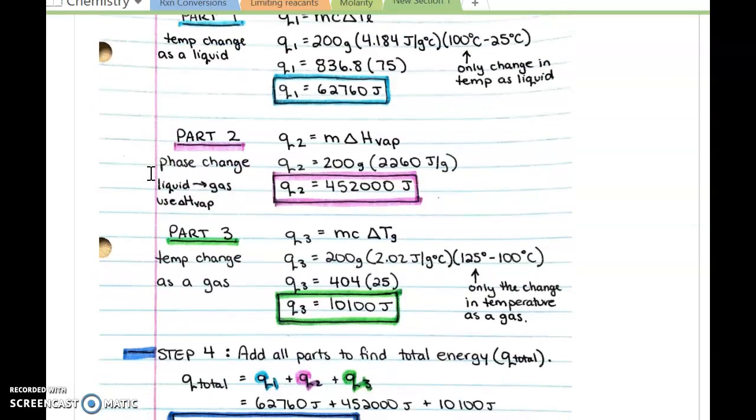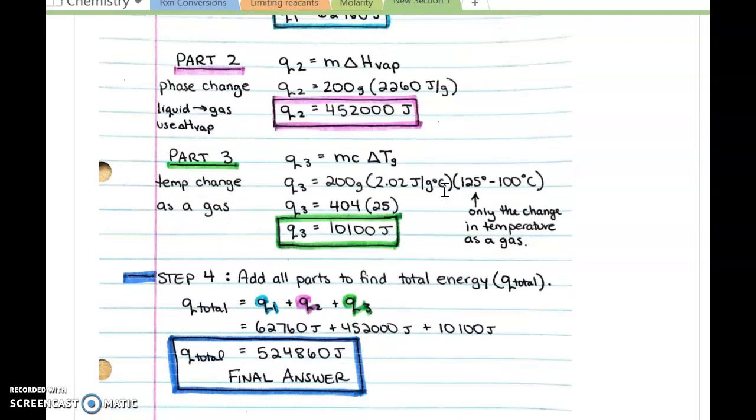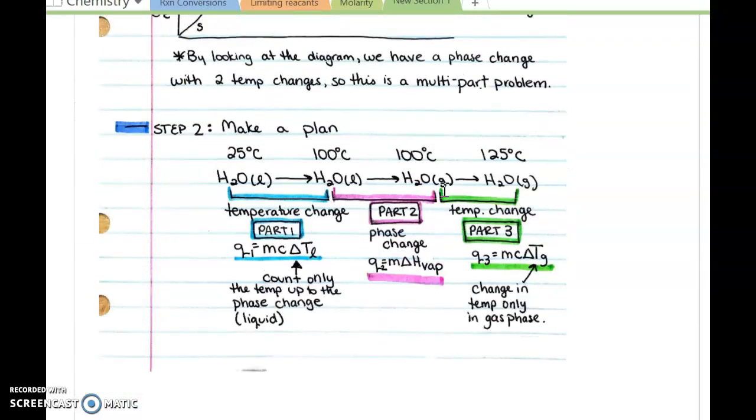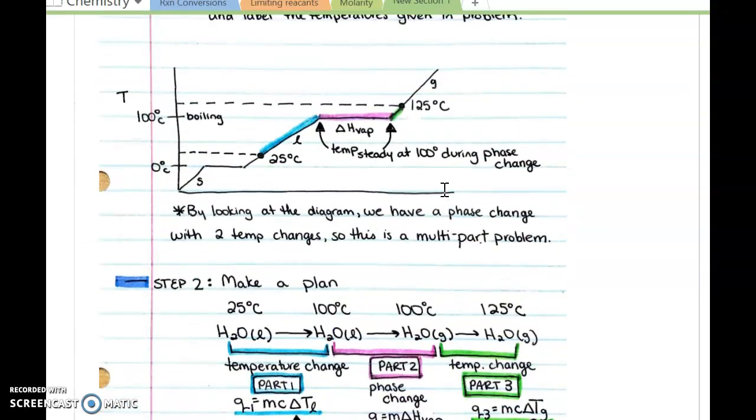Let's keep going. Part 2. Part 2 is a phase change. We're doing liquid to a gas. We're using a heat of vaporization. Q2 equals M times heat of vaporization, 200 grams in this sample. We have a big, huge number. It takes a lot of energy to move water from a liquid to a gas. 452,000 joules.